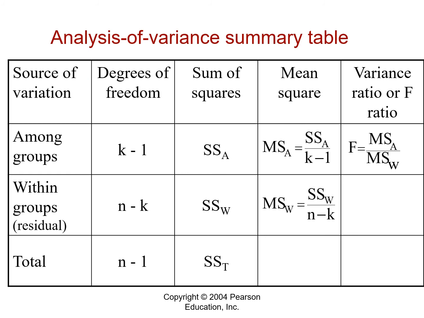Here we have the analysis of variance summary table. You need to know only that for source of variation we have between groups and within groups. For each, we have sum of squares and mean squares. The final is the value of the test statistic called F. So what is F? F is the test statistic of ANOVA. ANOVA uses the F distribution.